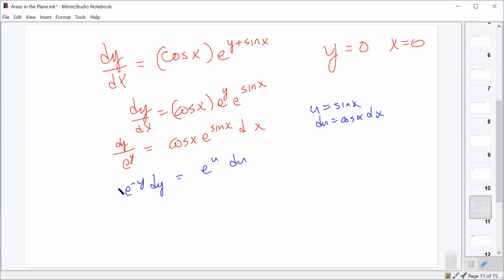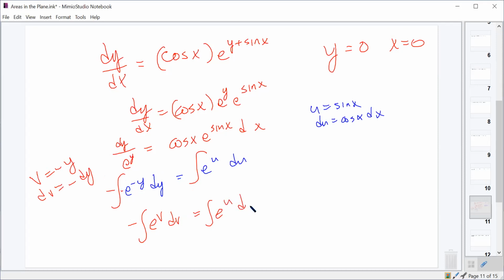And then this side we'll have to do a u substitution with it also, because we're going to want to integrate both of these. Since I had to use u, let's let v equal negative y, and dv will be negative dy. So I got to put in a negative and a negative. So we'll end up with negative integral e to the v dv equals integral e to the u du. Everybody good with that one so far?